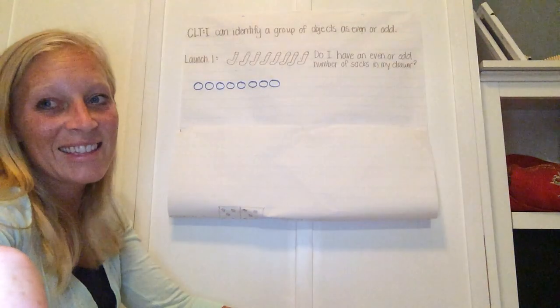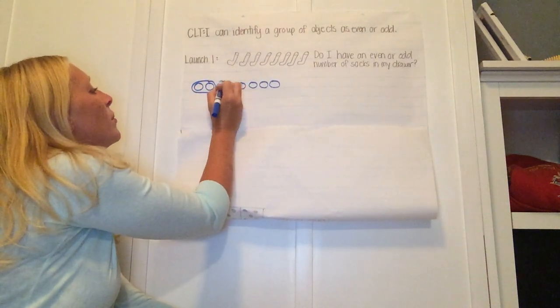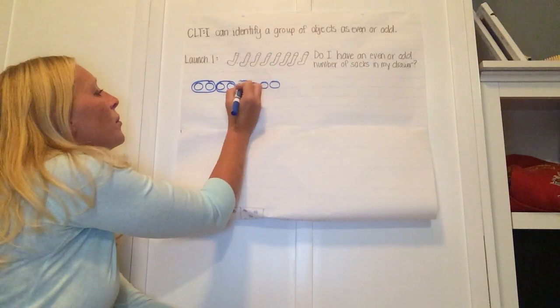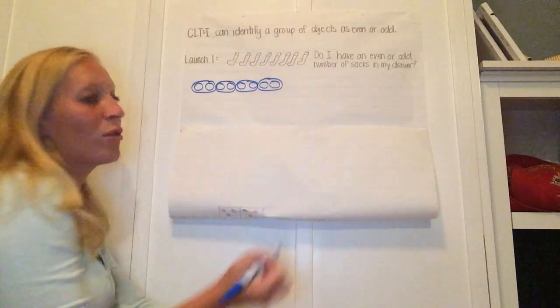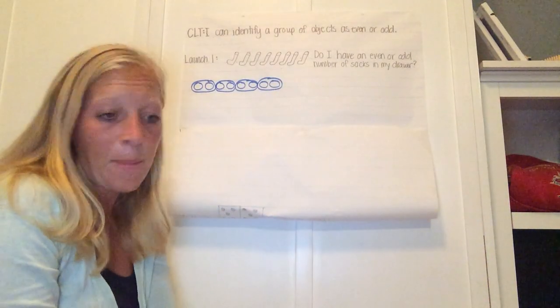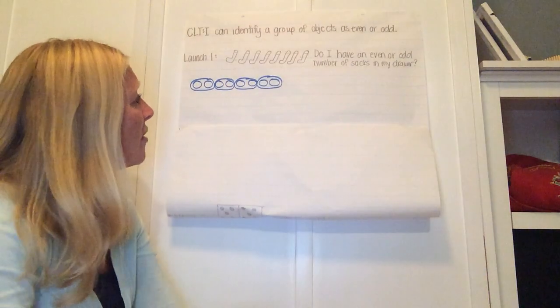What did you do next? You put them in groups of 2. Why groups of 2? Because you know that an even number has to have groups of 2. Okay? Is it even or is it odd? How do you know it's even?